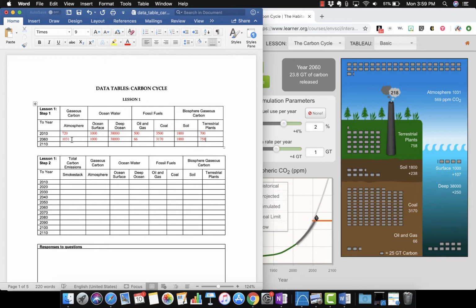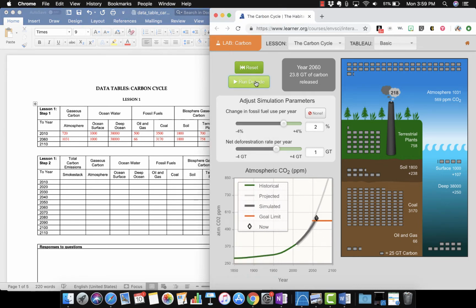So you can see what's going on here, right? The carbon in the atmosphere is increasing. The carbon in oil and gas is decreasing because we're using it. Coal is decreasing because we're using it. Soil is staying about the same, and terrestrial plants is actually going up a little bit. Okay, so now 2110.